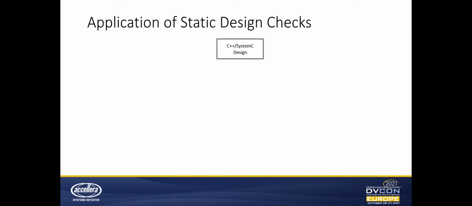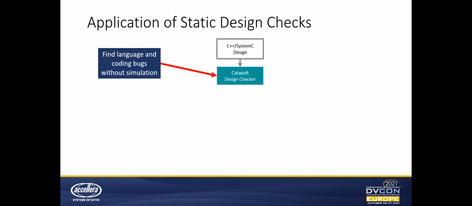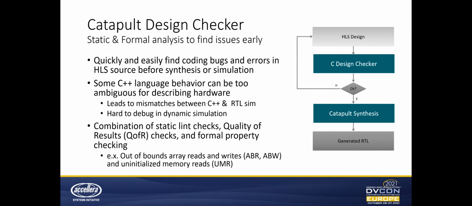So let's walk through how we applied our high-level verification flow to this ML accelerator design, starting with some static design checking. In the Catapult flow, the static design checks come in the form of Catapult Design Checker, which can be used to very quickly find errors in the HLS design source before running any synthesis and any simulation. It is possible to write your pre-HLS source in such a way as to be too ambiguous to accurately describe hardware. And Design Checker exists to detect these situations as early as possible in the design process.